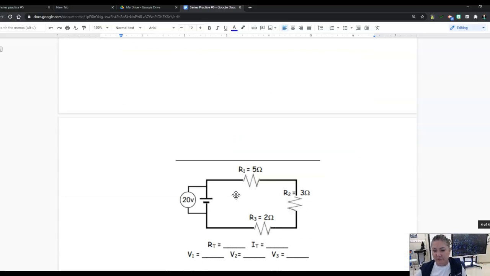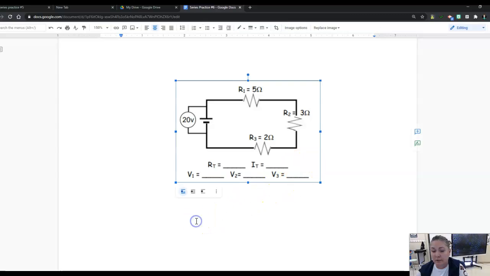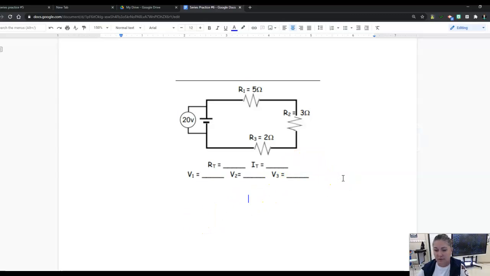Okay, so same story. Fill in the table. Show your engineering notation. I think you can do this one on your own. I'll take a quick look at it with you. Series circuit. It says find the total resistance. Your formula is RT is equal to R1 plus R2 plus R3, which is equal to 5 plus 3 plus 2. Your answer is in ohms. Just ohms.